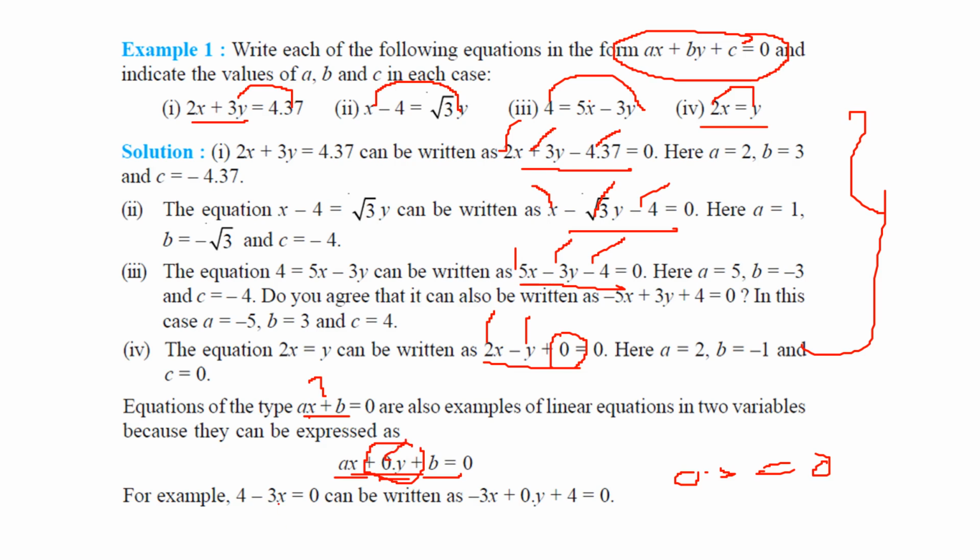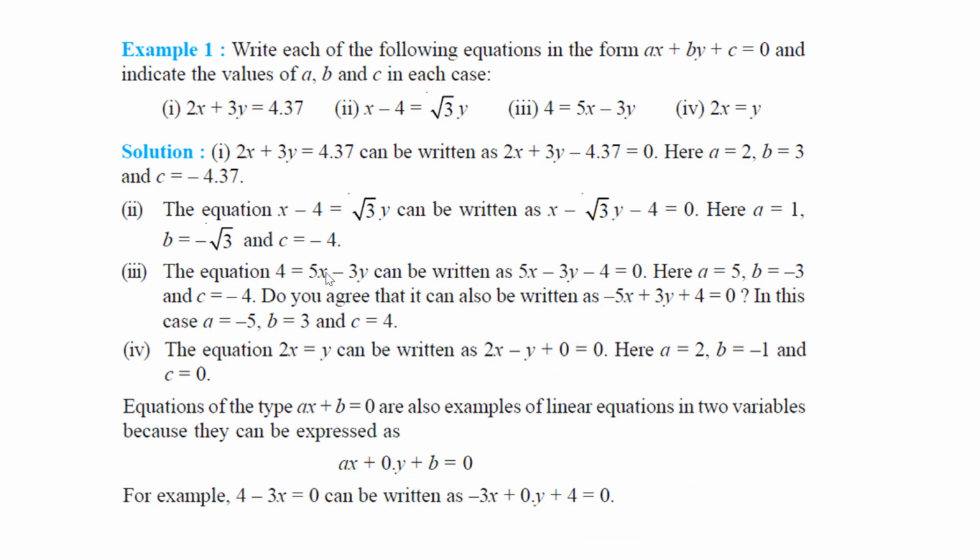So that is why 4 minus 3x equal to 0, this can also be written as, because here we don't find y, minus 3x plus 0y plus 4 equal to 0. So this is also a linear equation in one variable, where the second variable is missing.